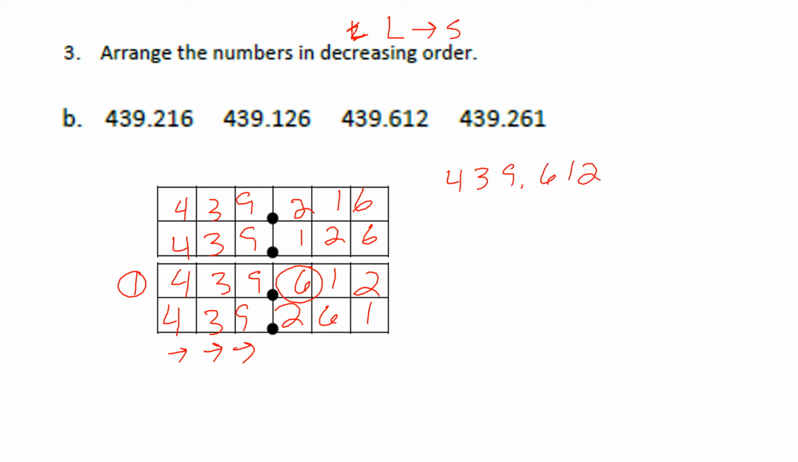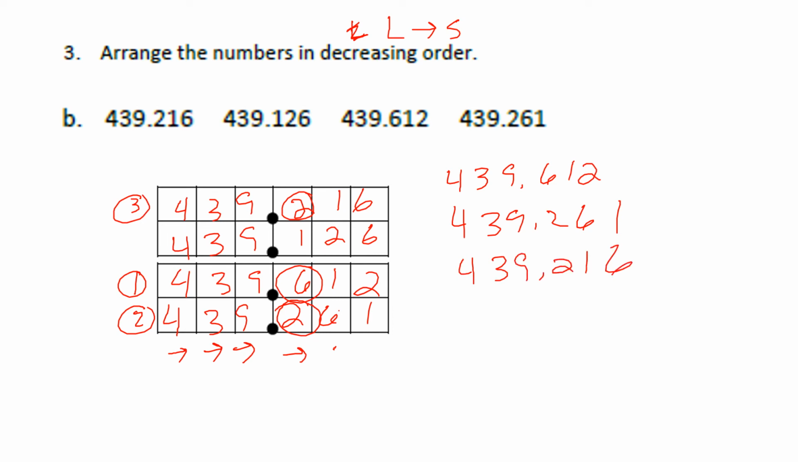Now, if we look in the same place value, we have a 2 and a 2. So we know one of those is going to be our next largest, but we have to go to the next place value for it. And we have a 6 and a 1. So this is going to be our number 2, which is 439 and 261. And this one makes this one our 3, 439 and 216. And then the only one left is our 4, which is 439 and 126. And you can see from greater to smallest.